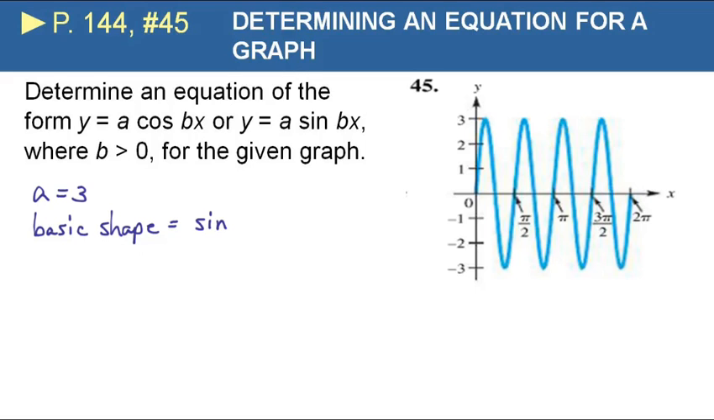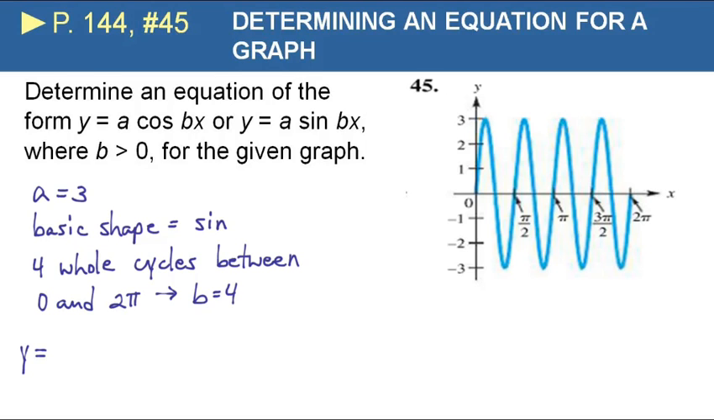And now let's see how many cycles we can fit between 0 and 2 pi. Now a cycle is middle, high, middle, low, middle. That's one cycle. And then here's 2 cycles. Here's 3 cycles. Here's 4 cycles. So it looks like at 2 pi we're at the end of the 4th cycle. That means b is 4. And therefore our equation is y equals 3 sine of 4x. It's always a shape bx.